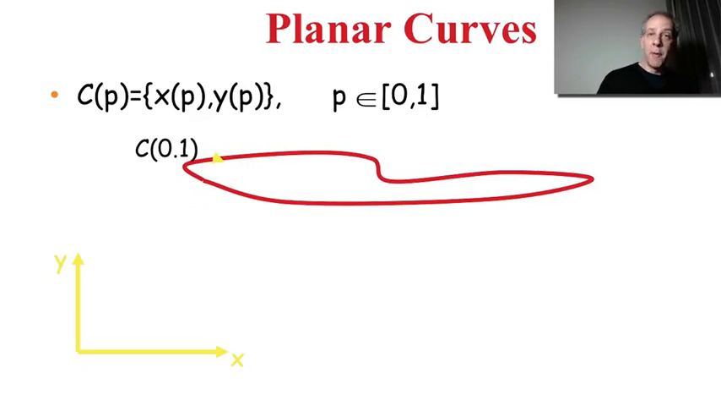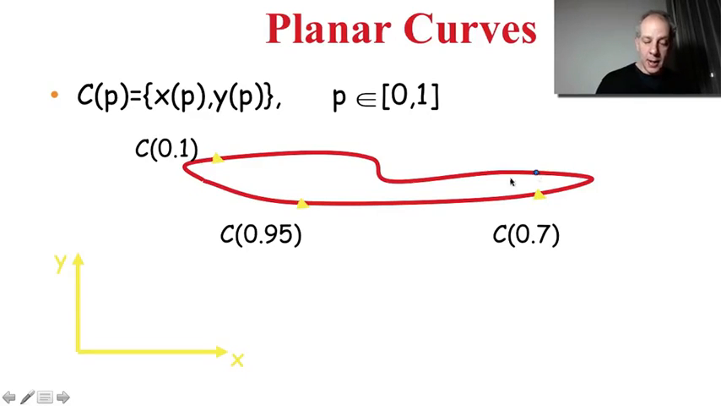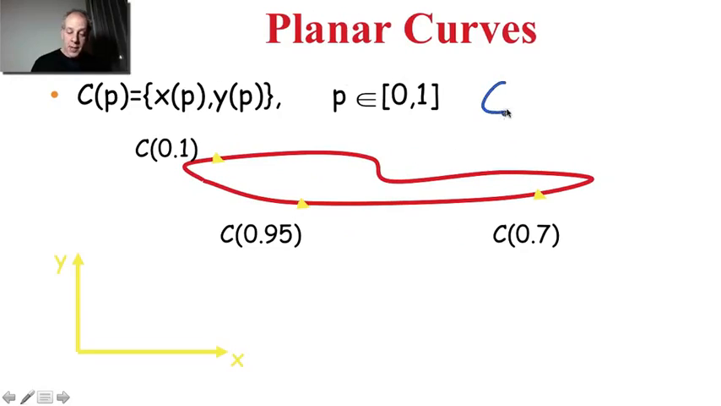So basically, for example, for p equals 0.1, we get this point. Then for a different p, like 0.7, we get another point, and so on. I'm sure you get the idea. Basically, different values of p between 0 and 1 give us different points on the curve. Now, if a curve is closed, like here, what we have is that c at 0 is equal to c at 1. So it starts and ends basically on the same point, and that's a closed curve.